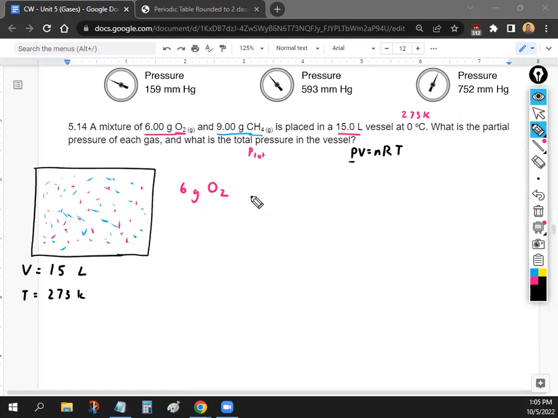Now, lucky for us, we have the mass of oxygen gas, right? And so we can just set up a quick conversion. We can use the molar mass of O2, which is 32 grams per 1 mole. And that will allow us to find n. So far, so good on that one? Okay. All right, so we will get 0.188 moles of O2.